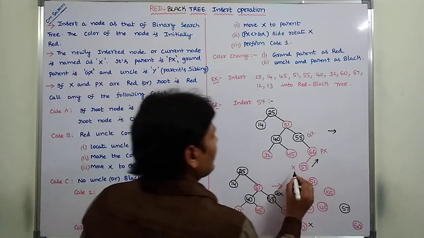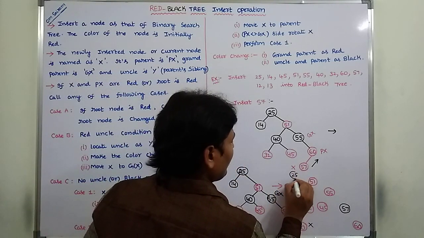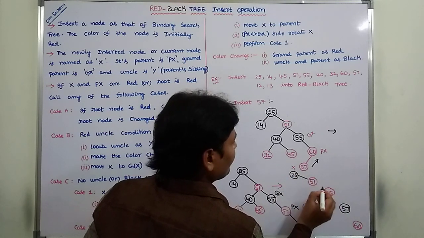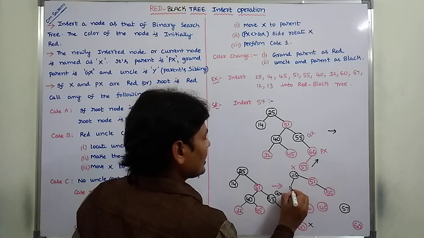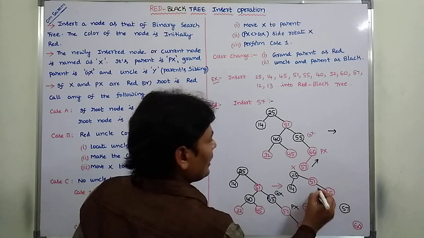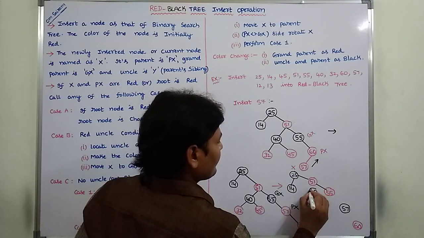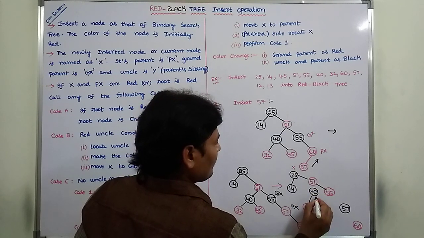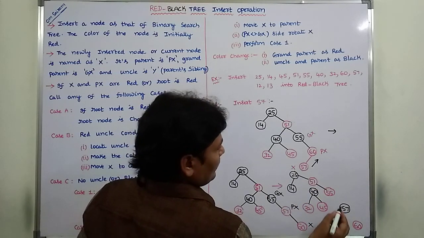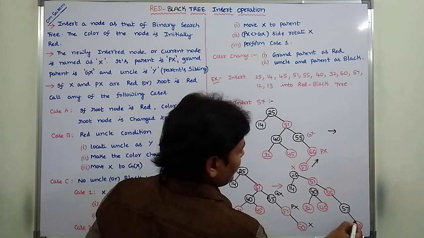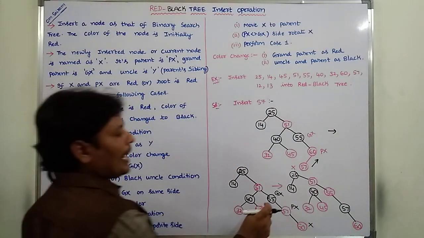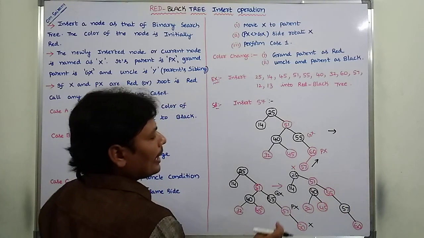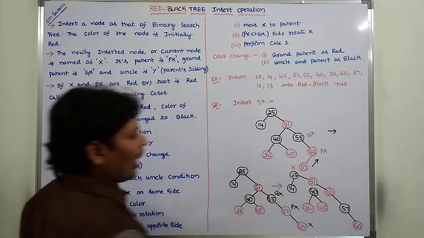So this is 25, right hand side 51, 51 right hand side 55, 25 left hand side is 14, and 51 left hand side is 40. So this one, and this one, and this one, and this. Okay, now we have changed the color. Grandparent changes to red and parent is changed to black.